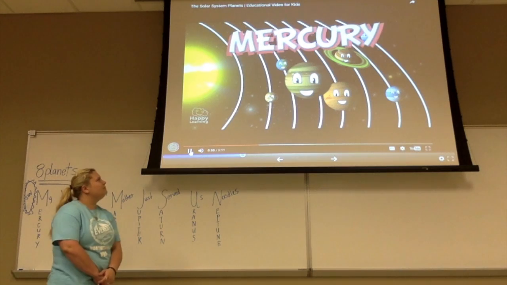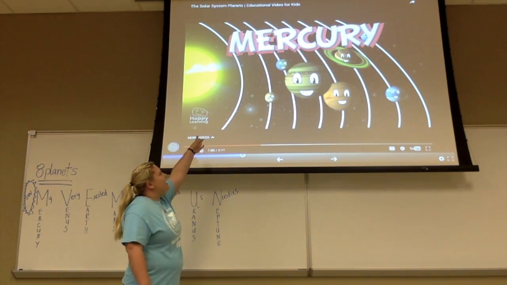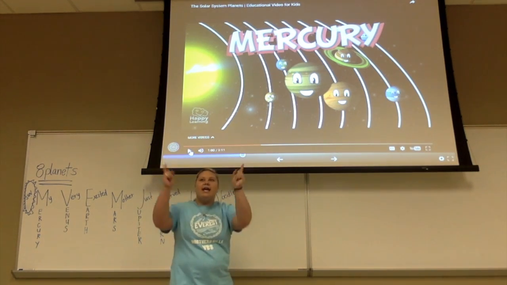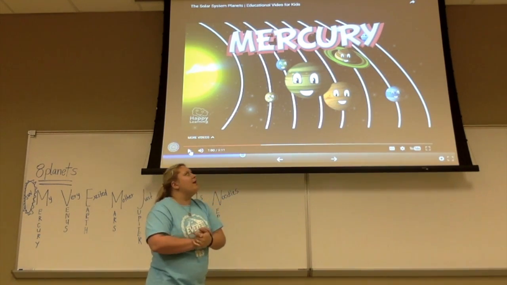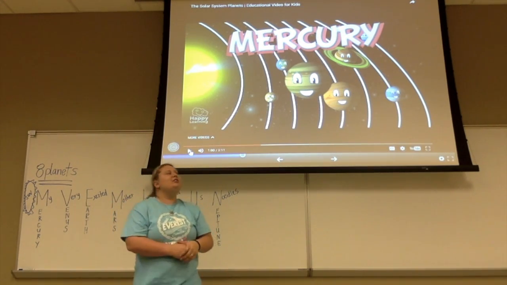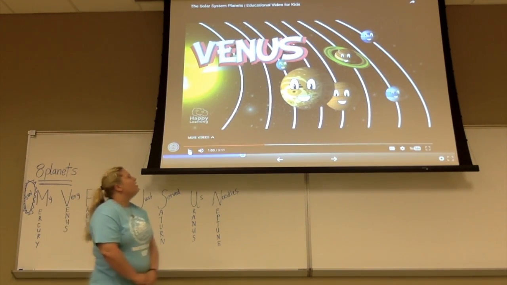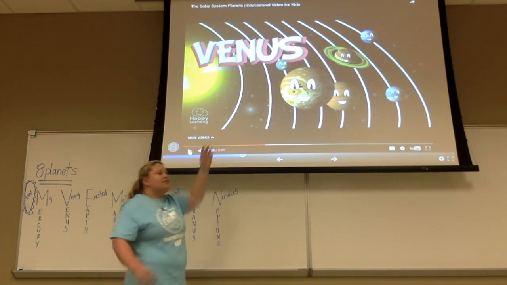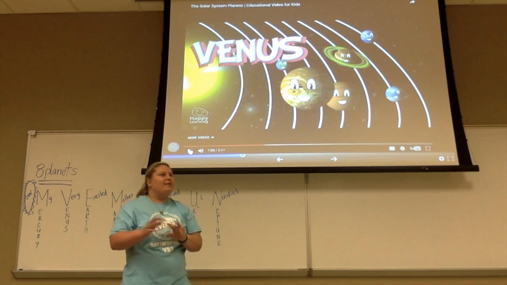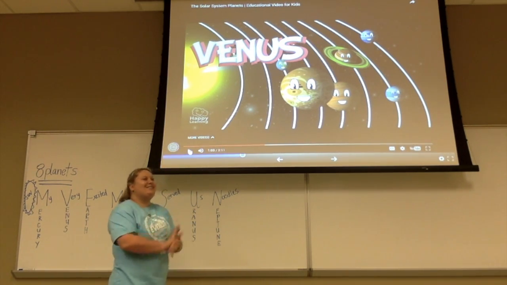The closest planet to the sun is Mercury. All right, so the closest planet is Mercury. Now you say it. Mercury. Good. One more time. Mercury. Good job. Let's see what's next. Then there is Venus. Good. So now we have Venus. Venus. Good. Let's try it again. Venus. Good job.